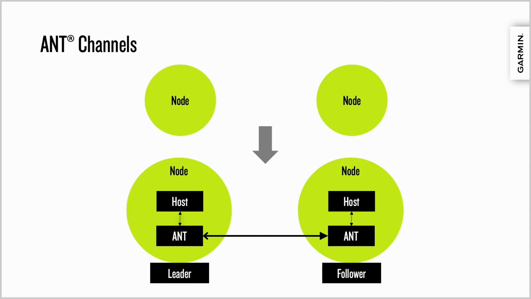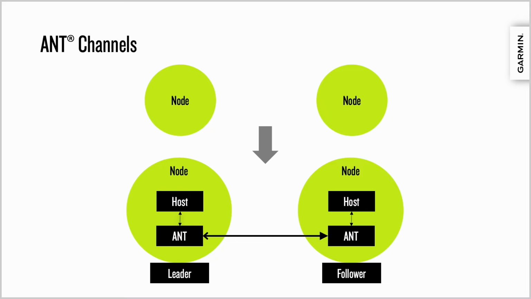ANT channels are a fundamental building block of the ANT protocol. They connect 2 or more nodes together and can be thought of as the pipe that allows data to be passed between nodes. At minimum, each channel must have a single leader and follower participant. The primary direction of data flow is from leader to follower. A single node can act as both a leader and a follower participant simultaneously.